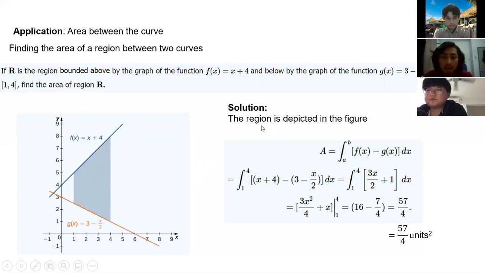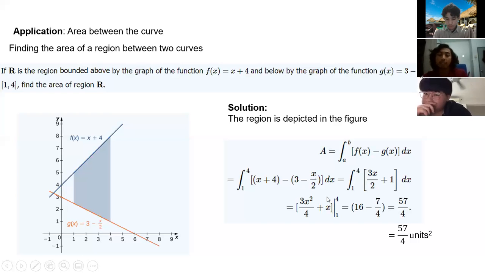Okay, so the solution, the region is depicted in the figure. The formula is as always, the integral from a to b of f(x) minus g(x) dx. We put the lower limit 1 as in the figure, and the upper limit 4, and then x plus 4 minus (3 minus x) over 2 dx. Okay, so we solve the equation, the integral from 1 to 4 of 3x over 2 plus 1 dx. So we solve the question.